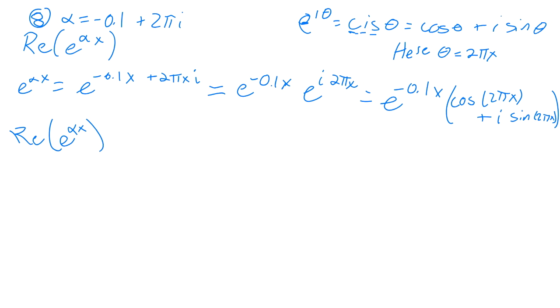So we can apply all that. What we're left with when we take the real part is just e to the minus 0.1 x times the cosine of 2 pi x. Okay, and so what does that look like? Can someone give me a description with words, say?